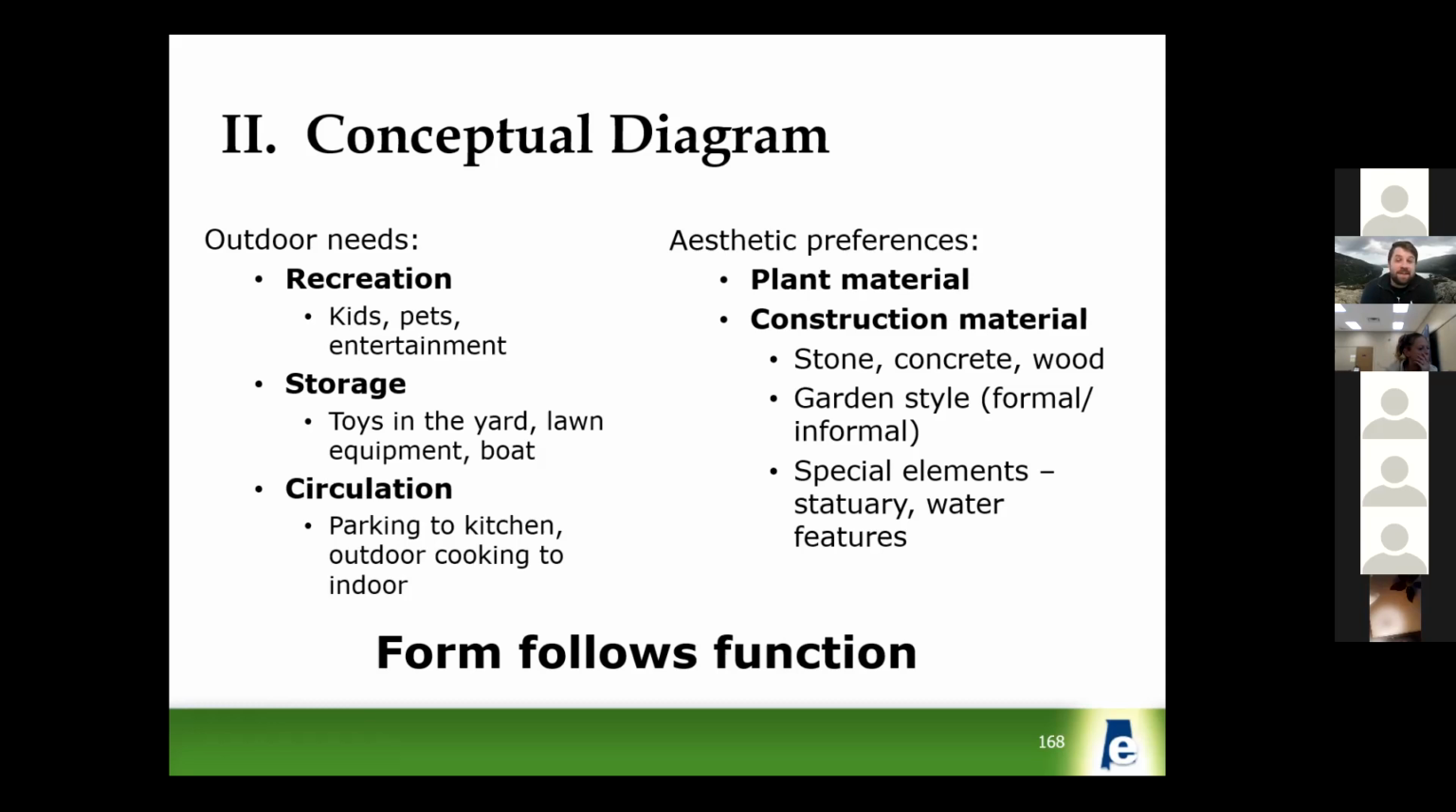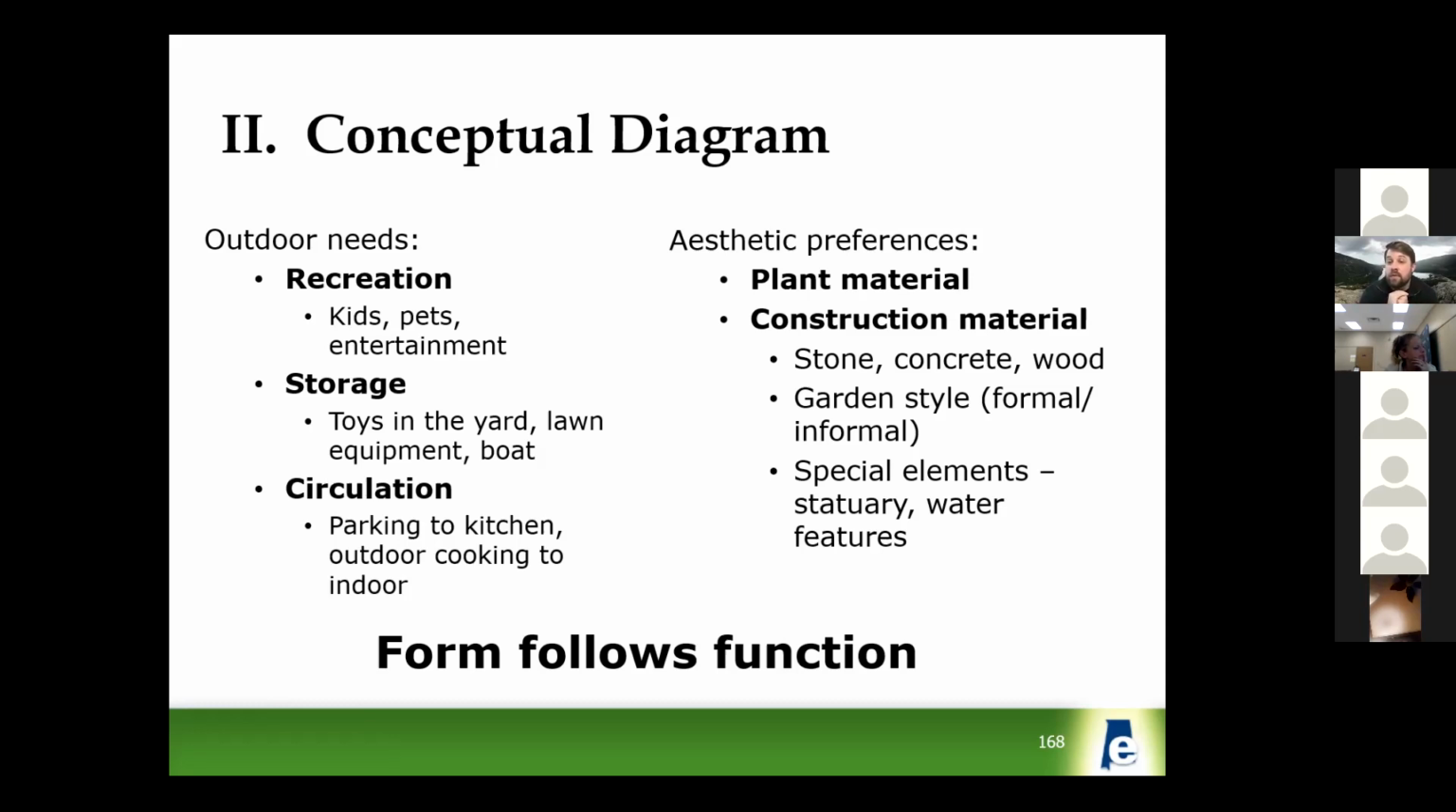You can also write down your aesthetic preferences, like your plant material, and certain plants, like Taylor was talking about, if you really want a Japanese maple, or you really want to highlight some hydrangeas, and you want an amazing border garden with all these wildlife attractants, then this is the time to write that down.